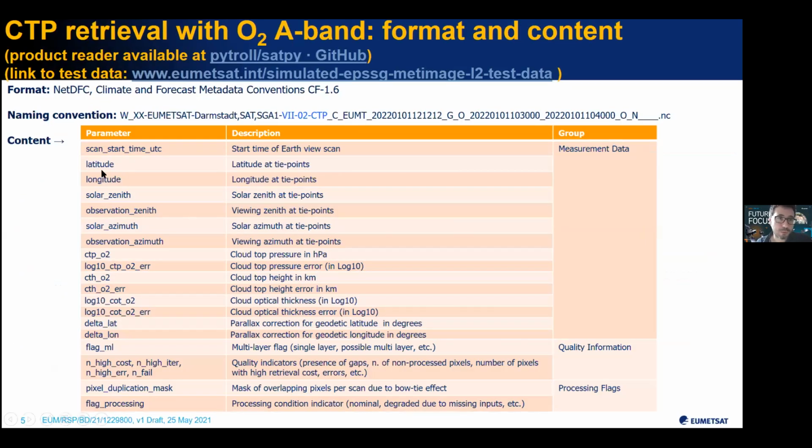Just an overview of the content of the product. It will have a similar structure to what we saw before for the water vapor. In particular, we see here the main variables are the cloud top pressure and cloud optical thickness, all with the associated error. Together with the associated error and the cost function at the end of the minimization procedure, we have some quality indicators of the retrieval.